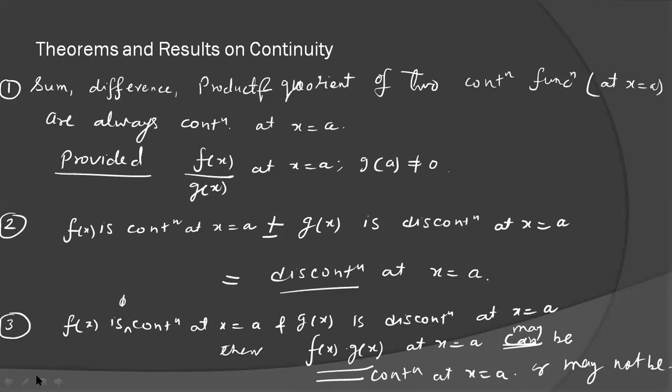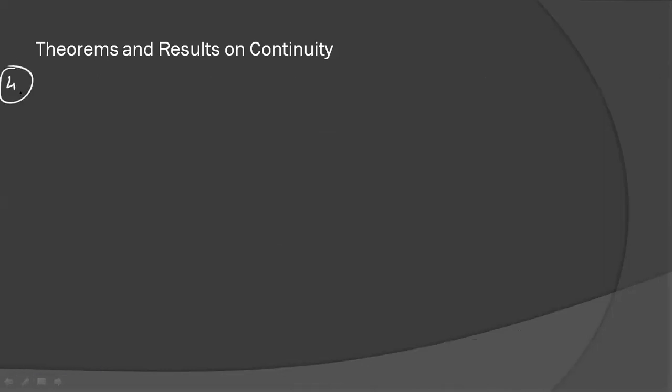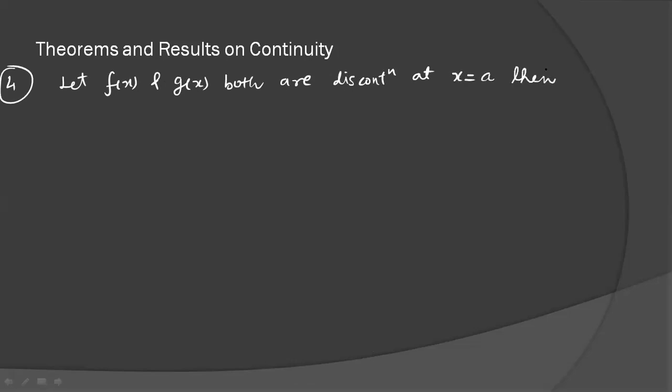Then you have two discontinuous functions. When you have two discontinuous functions, let f(x) and g(x) both be discontinuous at x equal to a, then f(x) plus or minus g(x) will also be discontinuous.